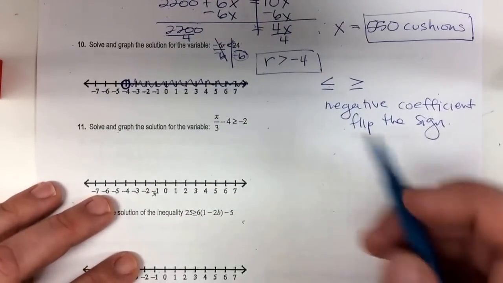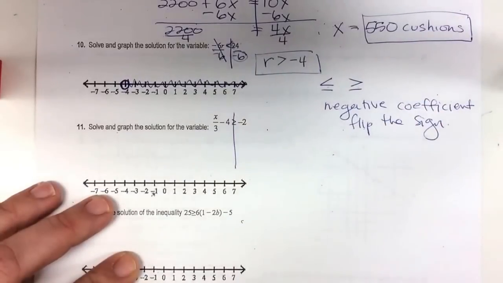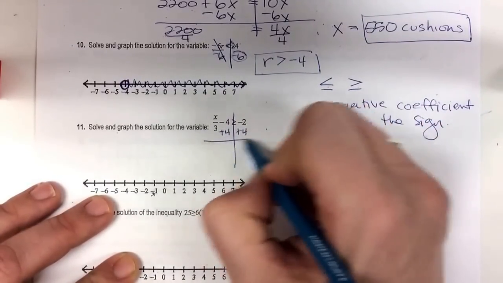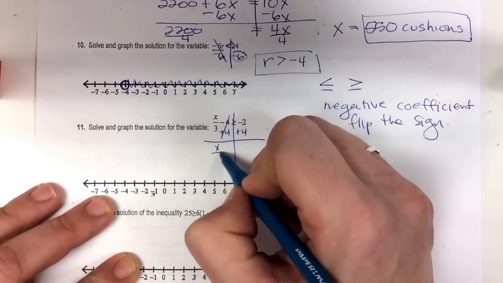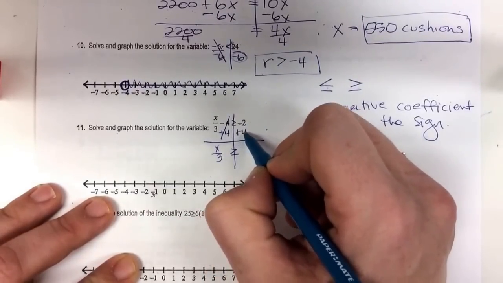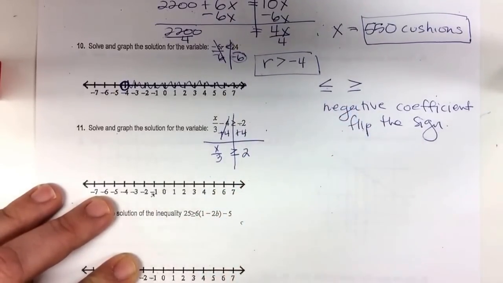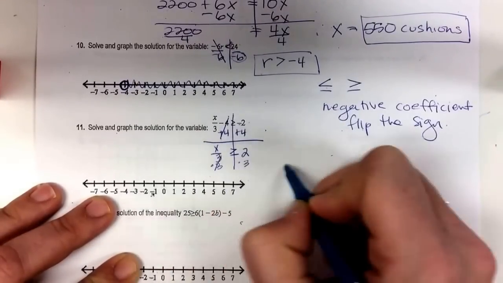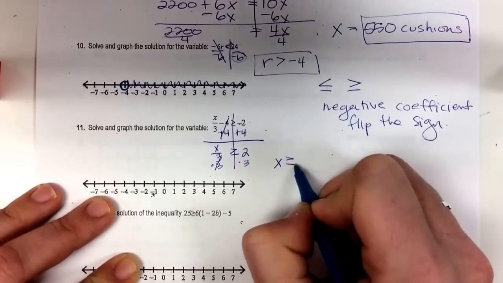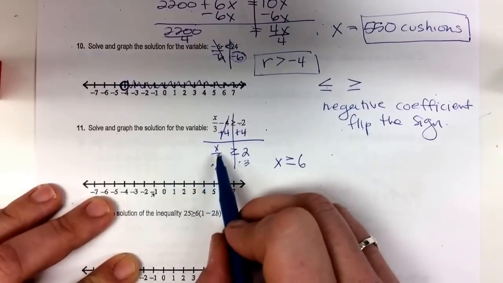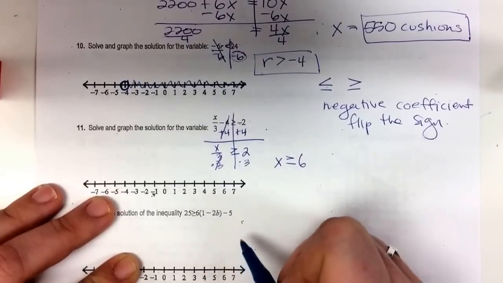Number 11 is a two-step inequality. So you treat that inequality just like an equal sign to solve. So I add 4. So x divided by 3 is greater than or equal to negative 2 plus 4 is 2. I'm going to multiply by 3 to both sides. So x is greater than or equal to 2 times 3 is 6. I don't flip anything because my coefficient was a positive value.